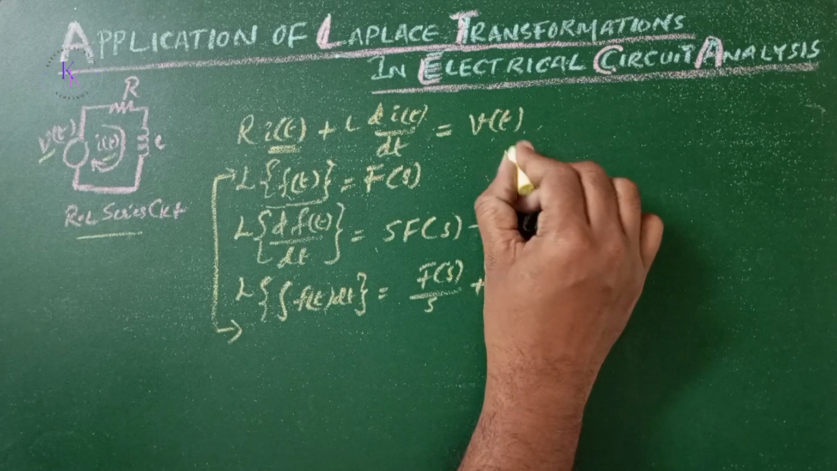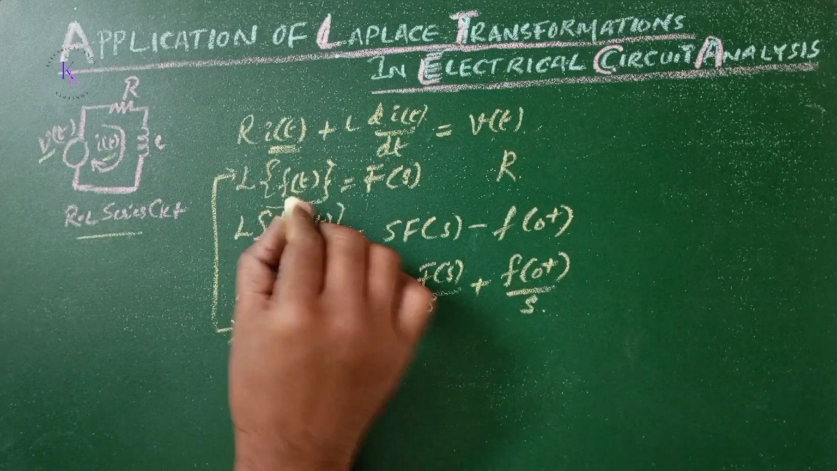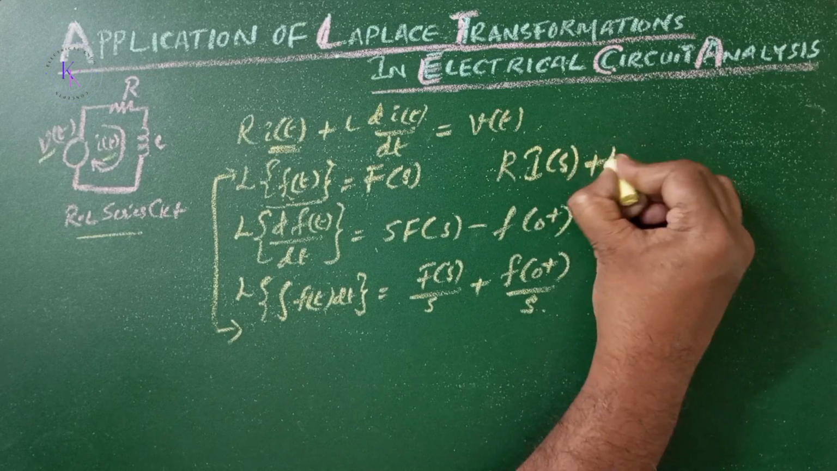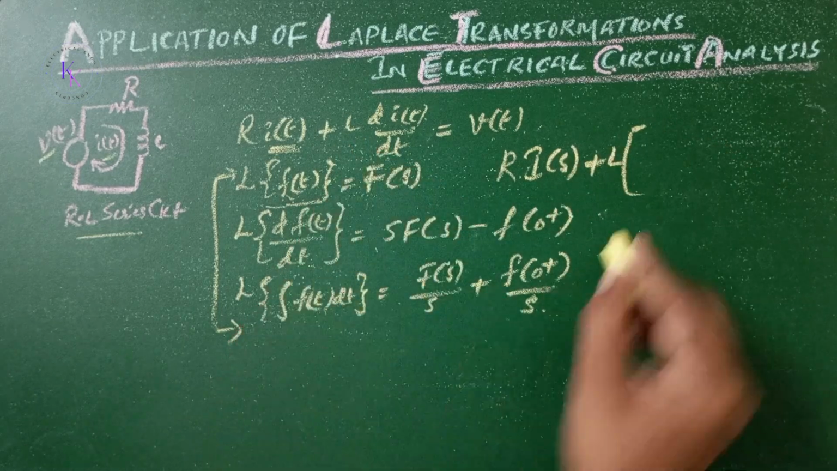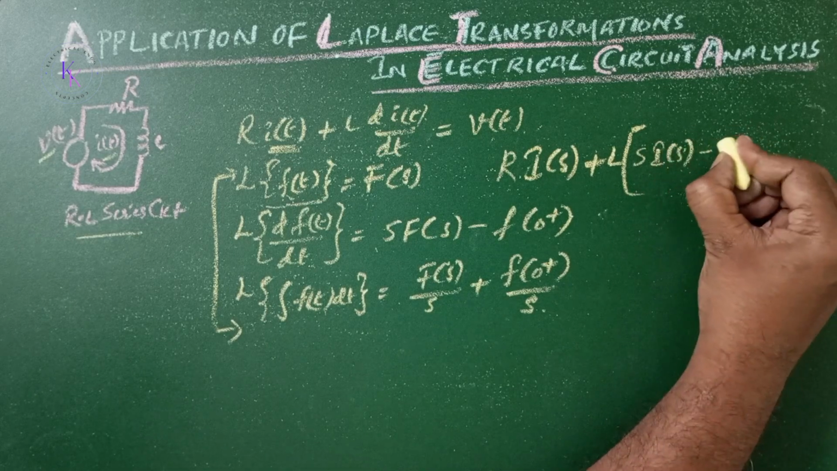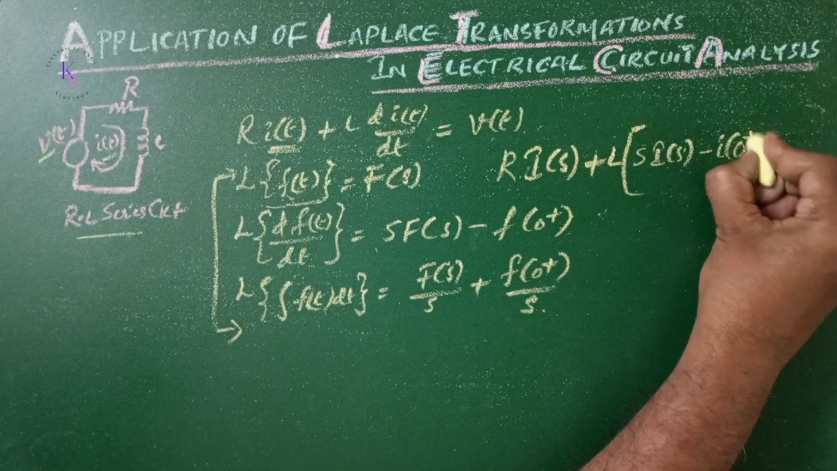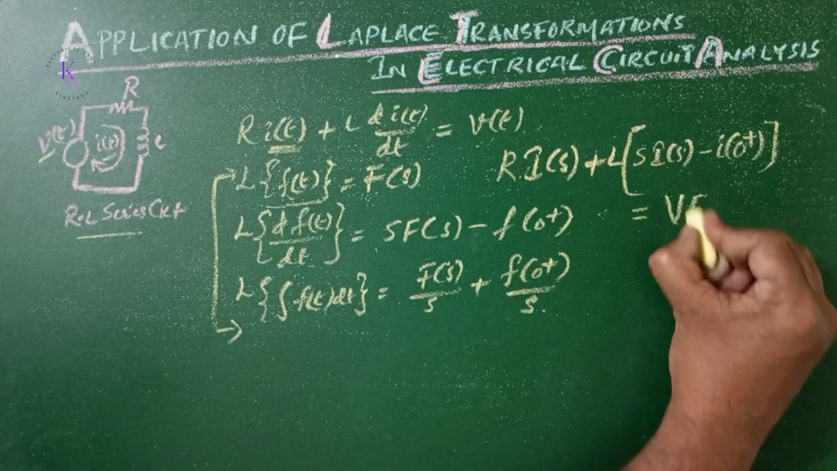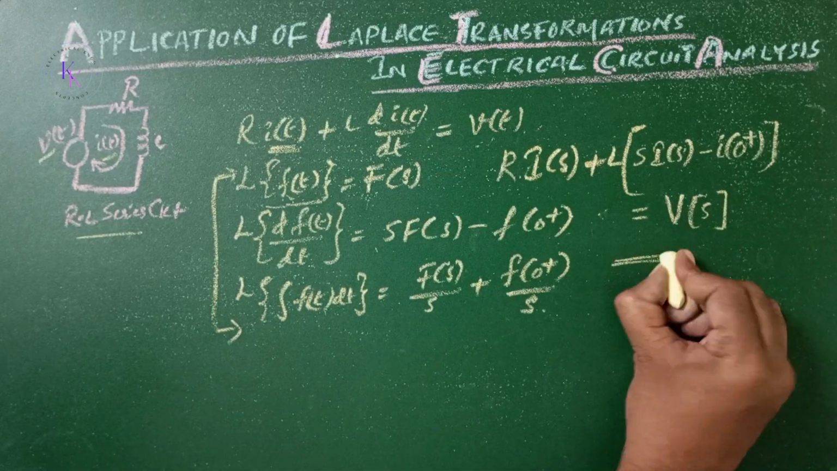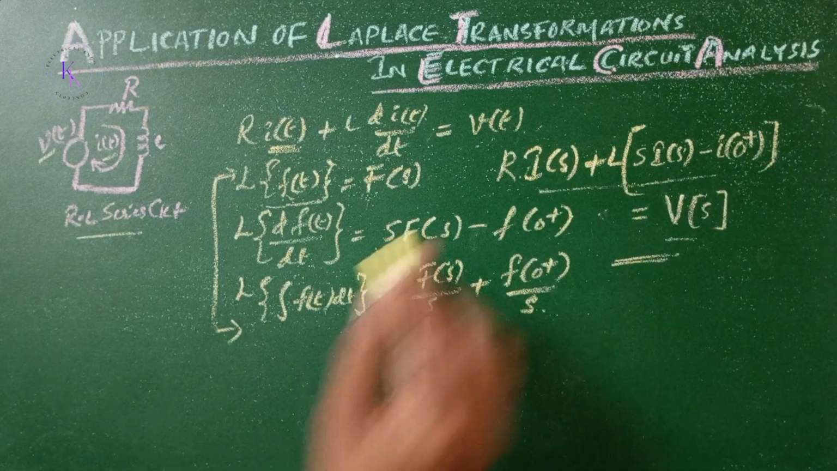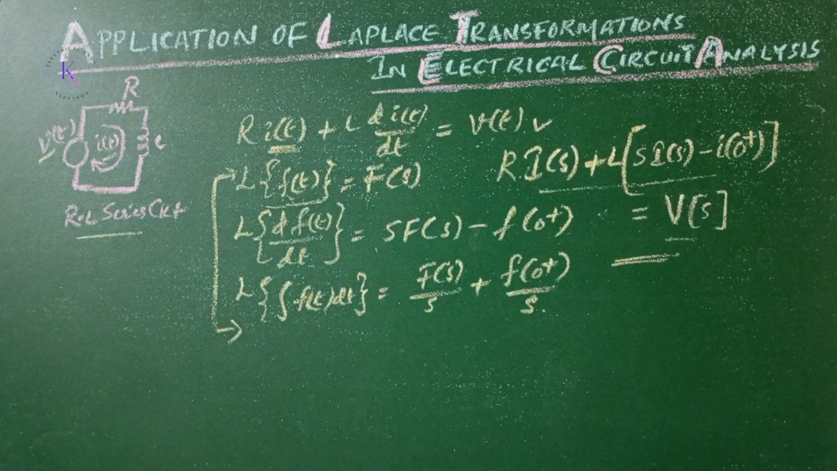We get R of I of t, in this form, so capital I of s, plus L times the second term, which is in differential form, so s of I of s minus small i at 0, the initial value, which equals capital V of s. So this is the Laplace transformation equation for the Kirchhoff's voltage equation.